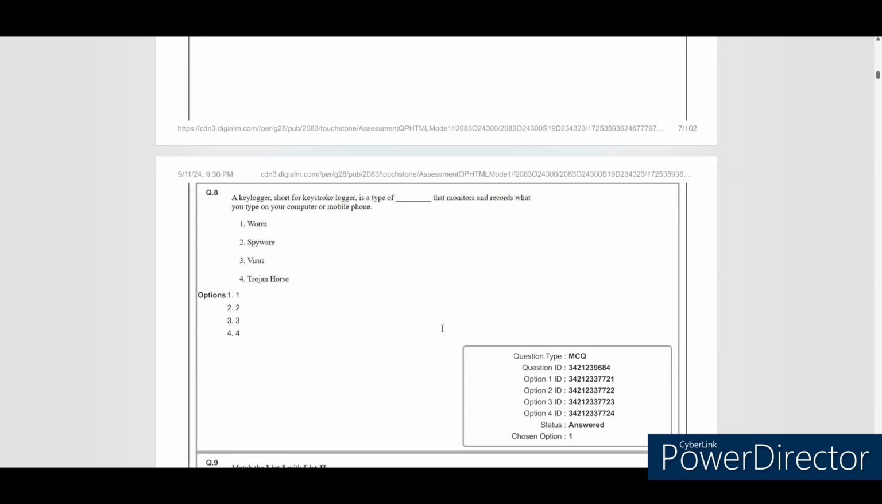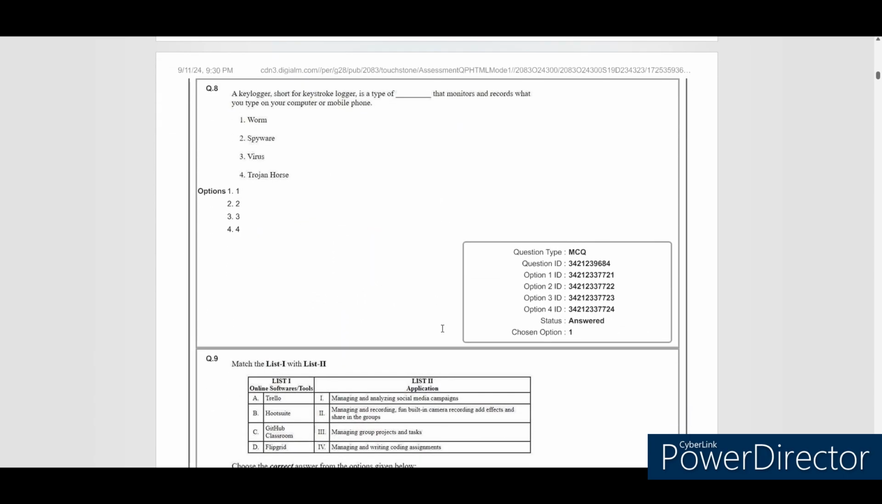Now coming to the seventh question, same, I'm not going to answer this. Now I came to the eighth question, which I can approach because it is related to computer, right? Dash that monitors and records what you type on a computer or mobile phone. I know the third option is virus, which is not the perfect option for this question, and Trojan horse is also a virus. So I'm not going to pick any option between 3 and 4. I'll put an option between 1 and 2 for the time being, okay? And I will keep in mind that I need to review this question at the end of the exam.